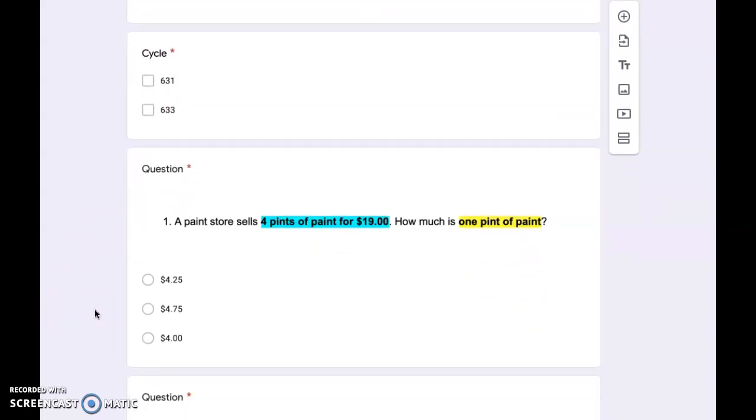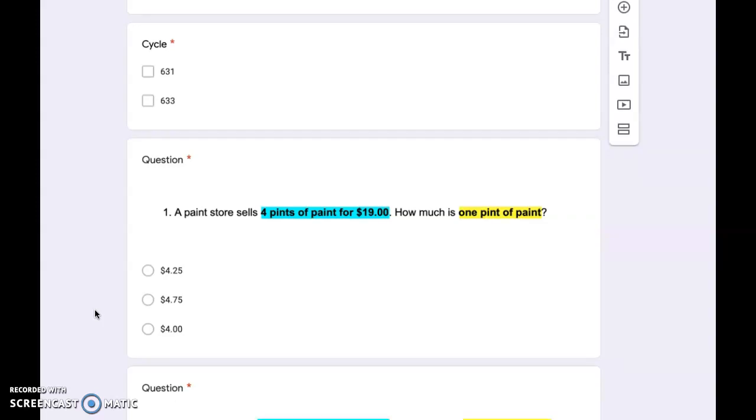Number 1. A paint store sells 4 pints of paint for $19. How much is 1 pint of paint? Remember, it's money over the amount of pints when you are setting up your equivalent rates. Your choices are $4.25, $4.75, or $4.